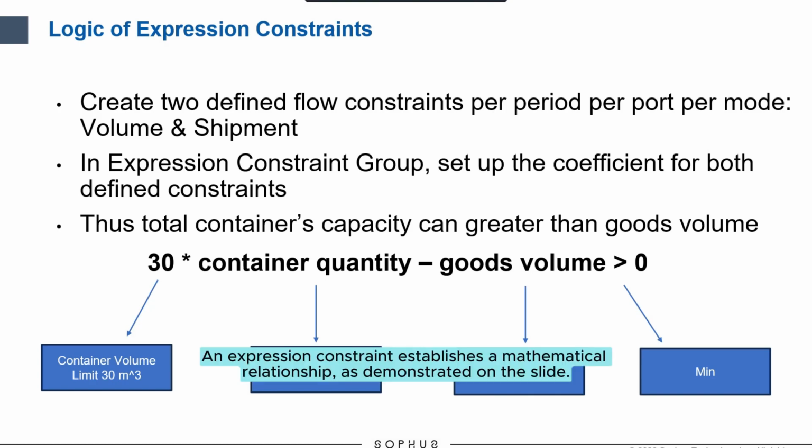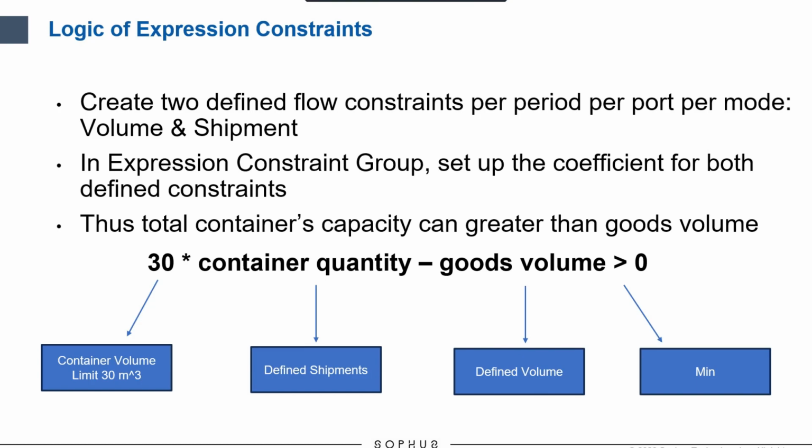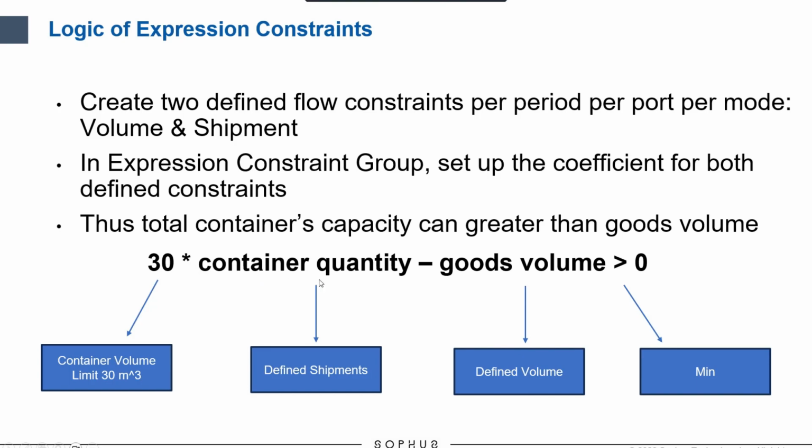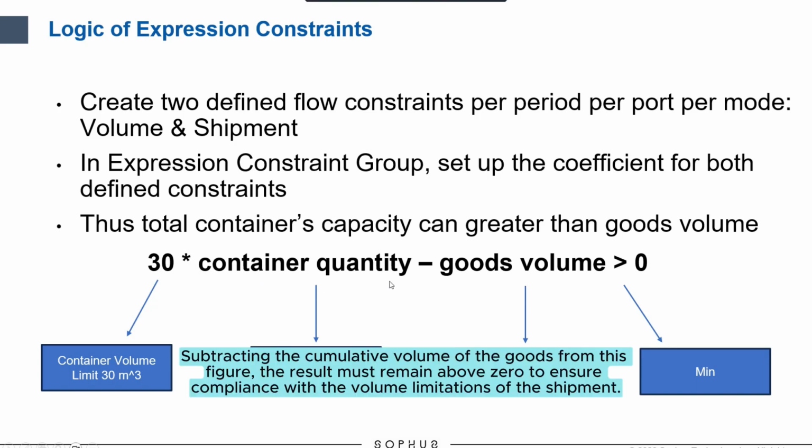An expression constraint establishes a mathematical relationship, as demonstrated on the slide. With 30 representing the volume cap for a single container, multiplying this by the number of containers yields the total volume capacity. Subtracting the cumulative volume of the goods from this figure, the result must remain above zero to ensure compliance with the volume limitations of the shipment.